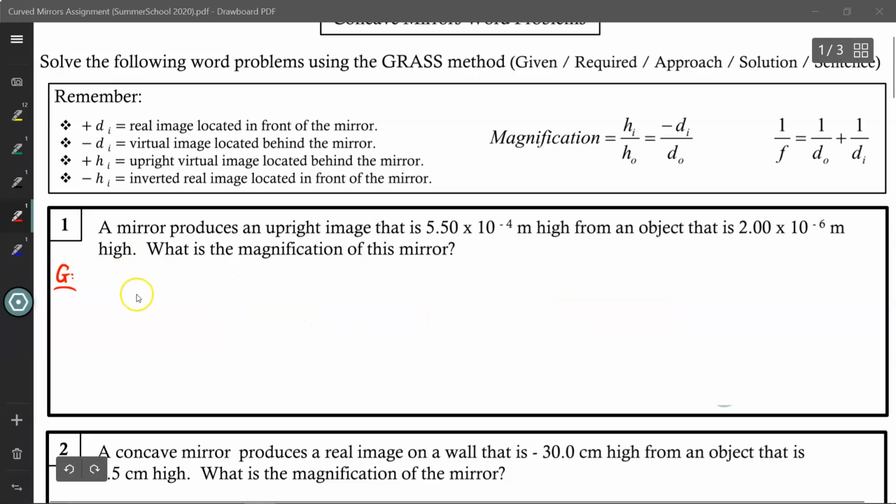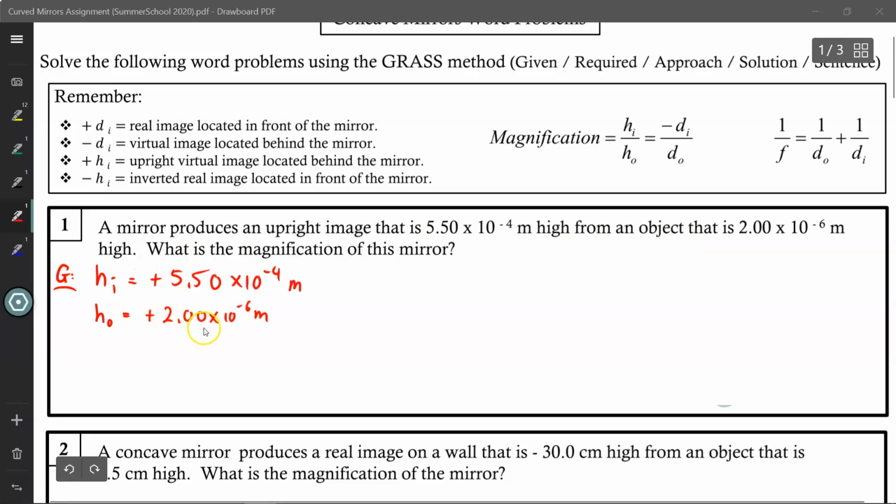Alright, so let's begin. What I like to do is I like to read the question, and as I read, write down the information under the given section of what I'm given. A mirror produces an upright image that is 5.50 times 10 to the power -4 meters high. Because it's describing how high the image is, we say height of the image. Because it's an upright image, we give it a positive sign. Then finally put in the value 5.50 times 10 to the power -4. Now this value is expressed in scientific notation. If you don't know how scientific notation works, I'll put a link to one of my lessons in the description section. But continuing on, it says the object is 2 times 10 to the power -6 meters high.